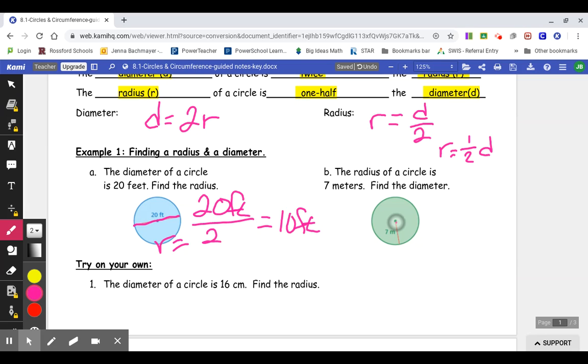Here I have a radius given, so from the center point to any point on the edge, that is 7 meters long. So the radius equals 7. I need to find the diameter. Diameter is twice the radius. So I need to do 2 times 7, which gives me 14. Go ahead and pause the video and try the next two on your own.